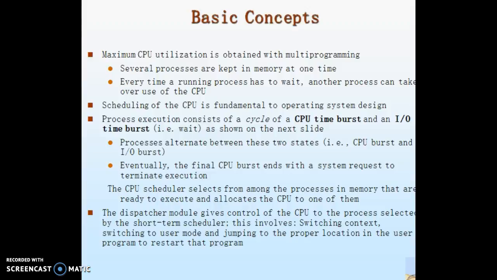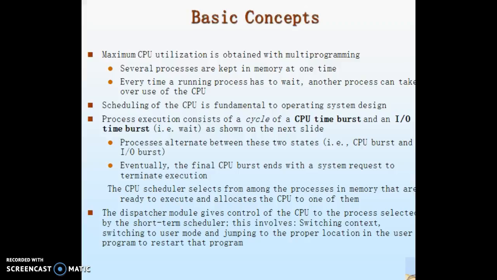Basic concepts. Maximum CPU utilization is obtained with multiprogramming. Several processes are kept in memory at one time. Every time a running process has to wait, another process can take over use of the CPU. Scheduling of the CPU is fundamental to operating system design.